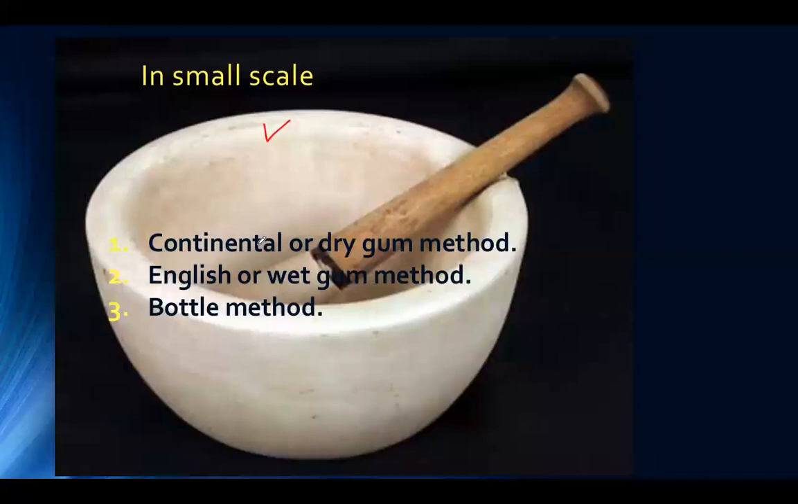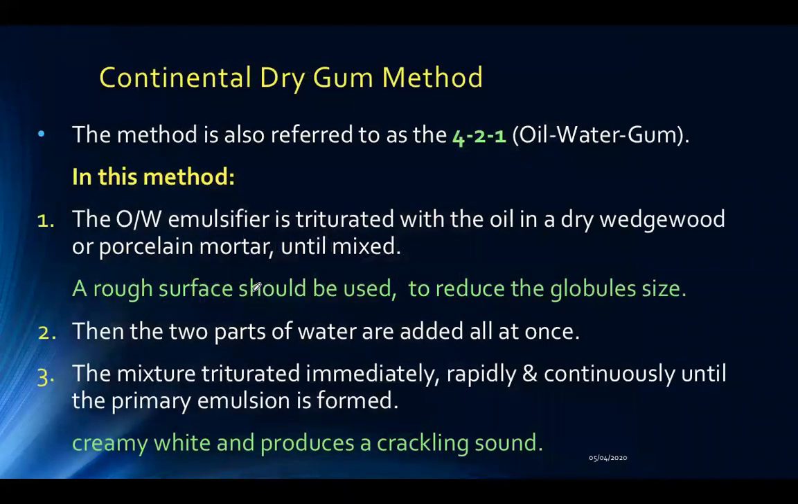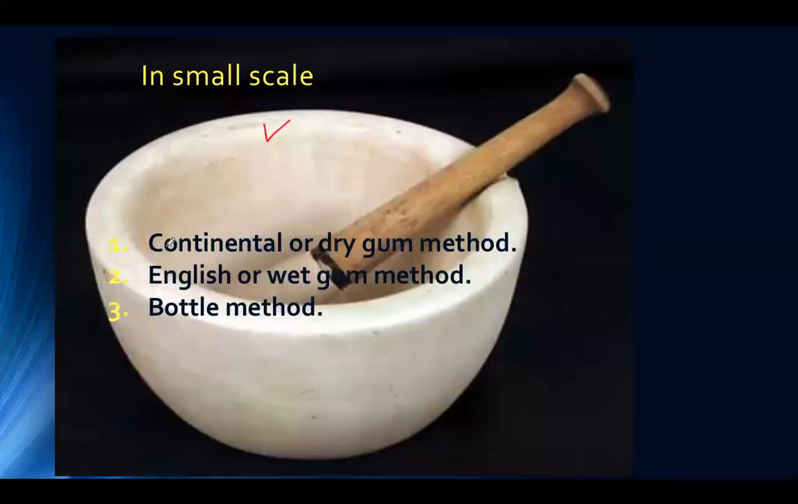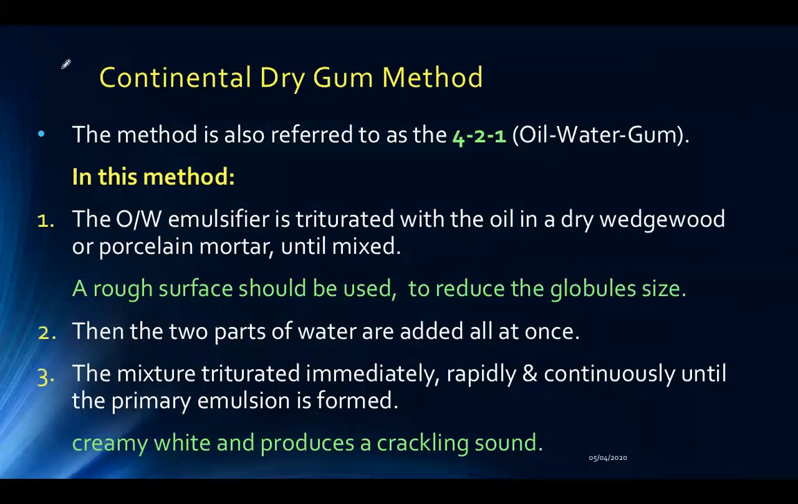وبعدين bottle method يعني again it's used for certain مواد، وهي تستعمل في بوتل يعني من اسمها، يعني بتحضر الإمالشن inside bottle for some purposes أو لسبب معين. هلا أول وحدة اللي حكينا عنها اللي هي continental or dry gum method، اللي هي الطريقة الأولى.